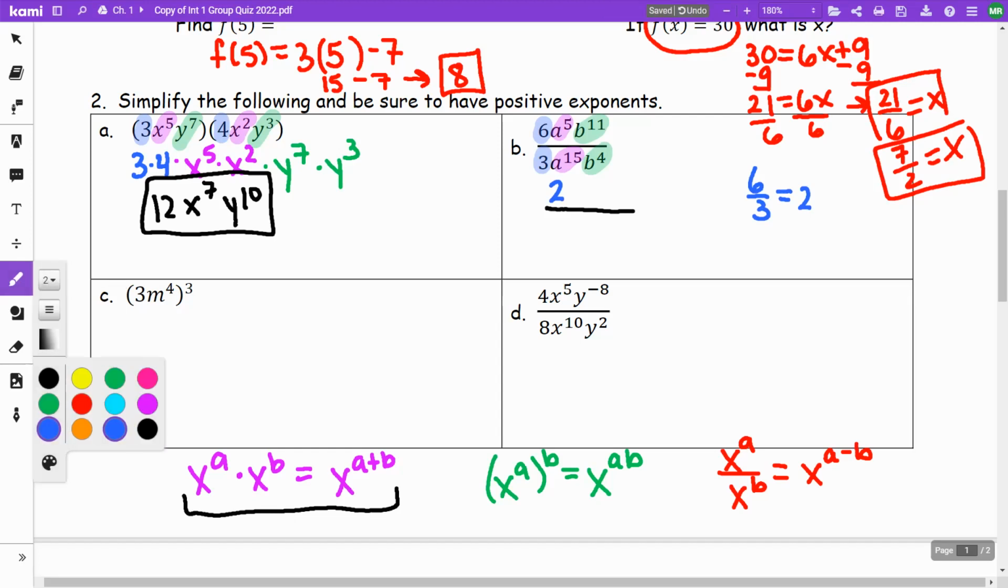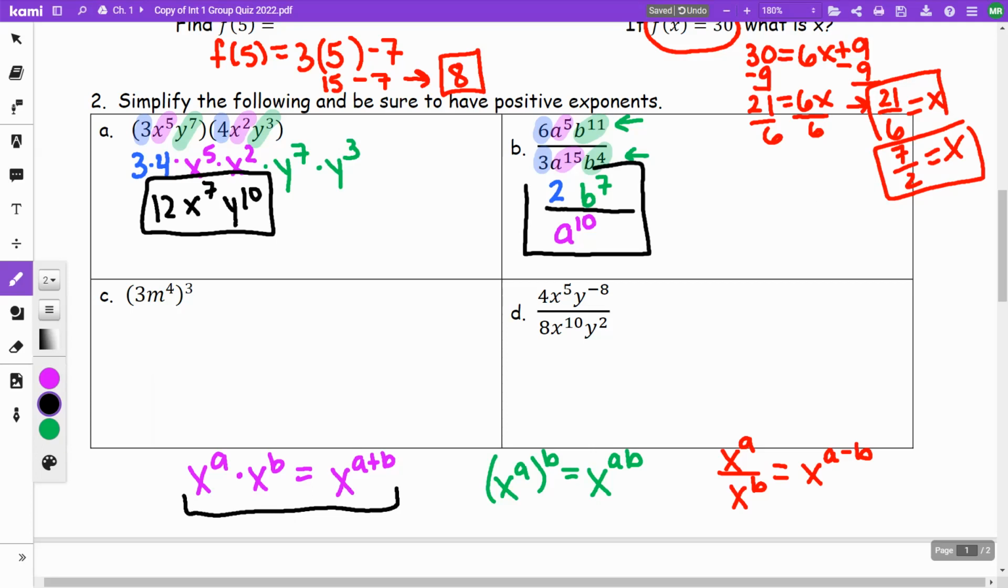When I'm looking at my a's, I have 5 a's on top, 15 a's on bottom. So I can cancel 5 a's on top with 5 a's on bottom, and I'm going to be left with 10 a's on the bottom. My b's, I have 11 b's on top and 4 b's on bottom. So I can cancel 4 on top and 4 on bottom, and I'm going to be left with 7 on the top. And that's going to be our answer.